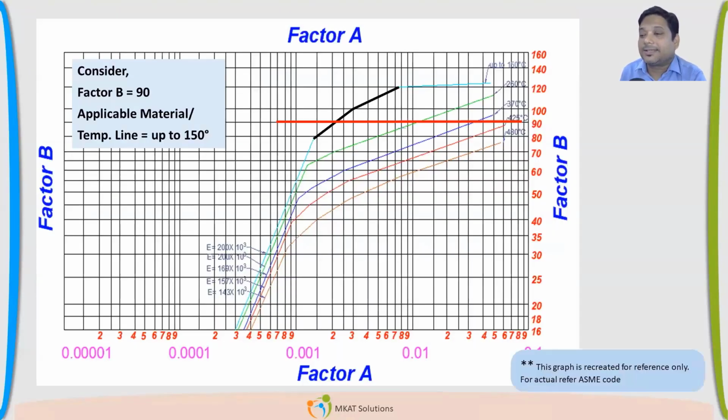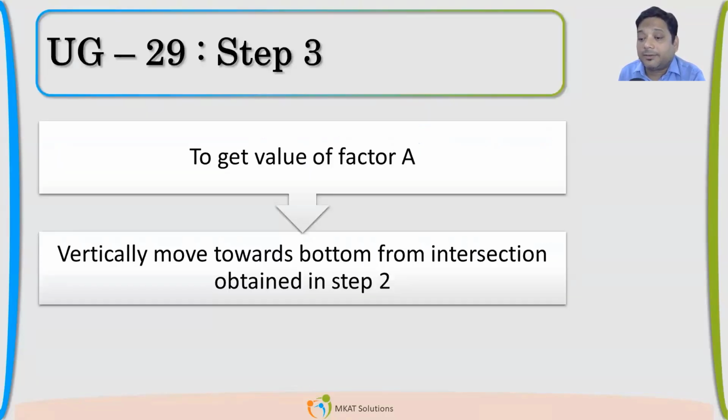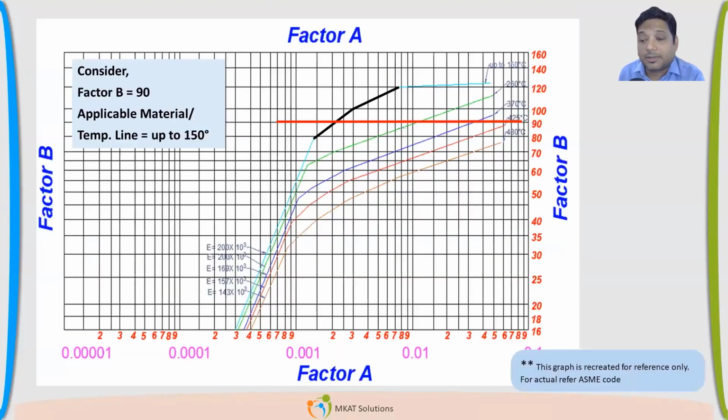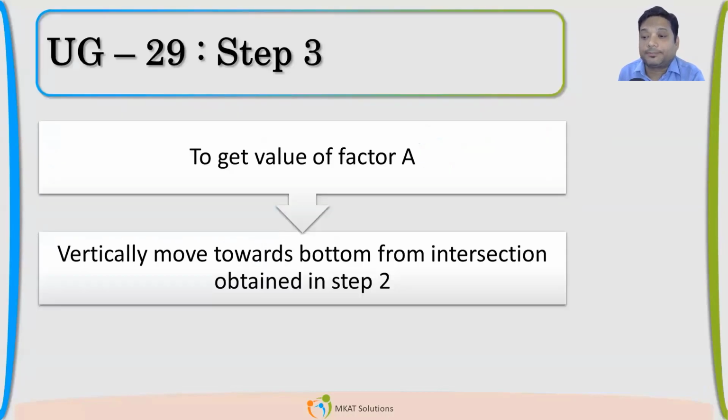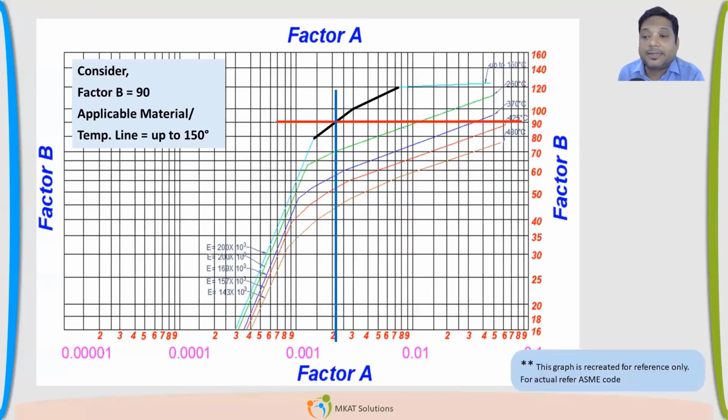Now let us understand the same thing with the graph. We will first try to find out the factor B. Once I have the factor B, I'll move horizontally to the temperature line, like if my design temperature is 150, wherever it crosses that temperature line, that will give me the intersection. And if I move downwards from that intersection, that will be my factor A.